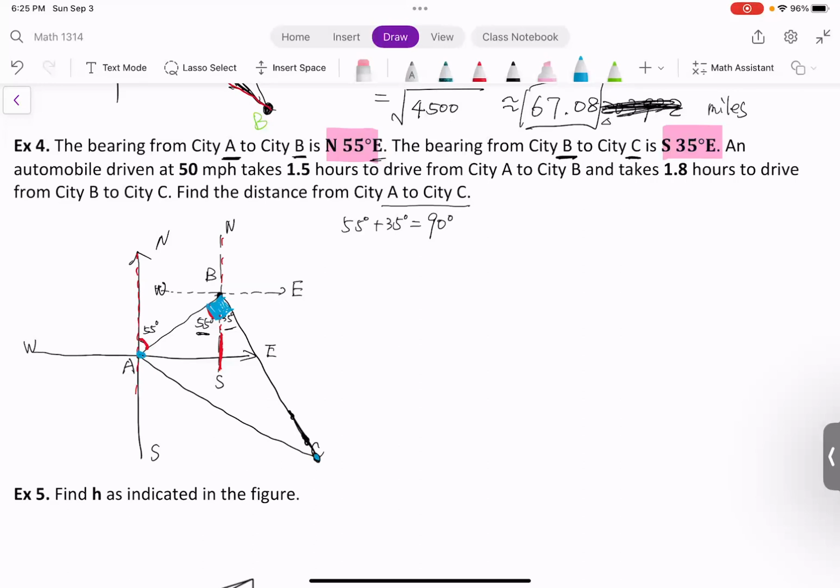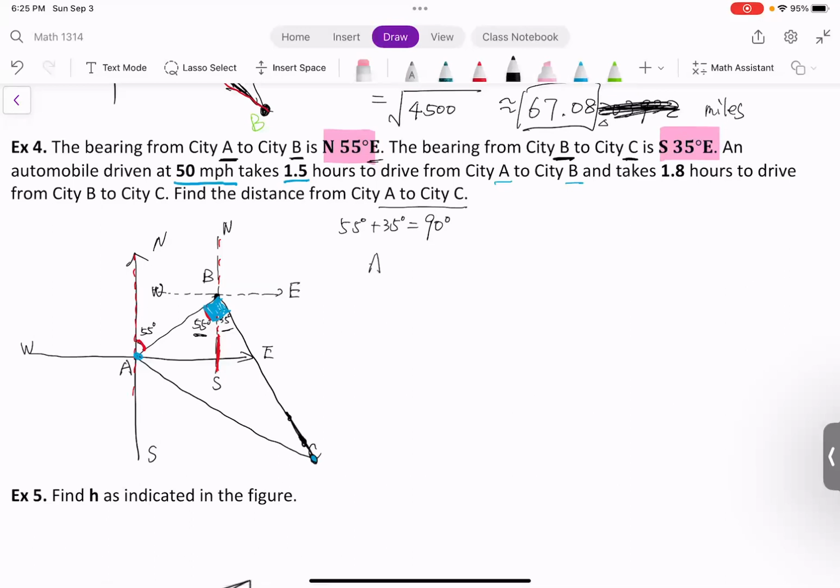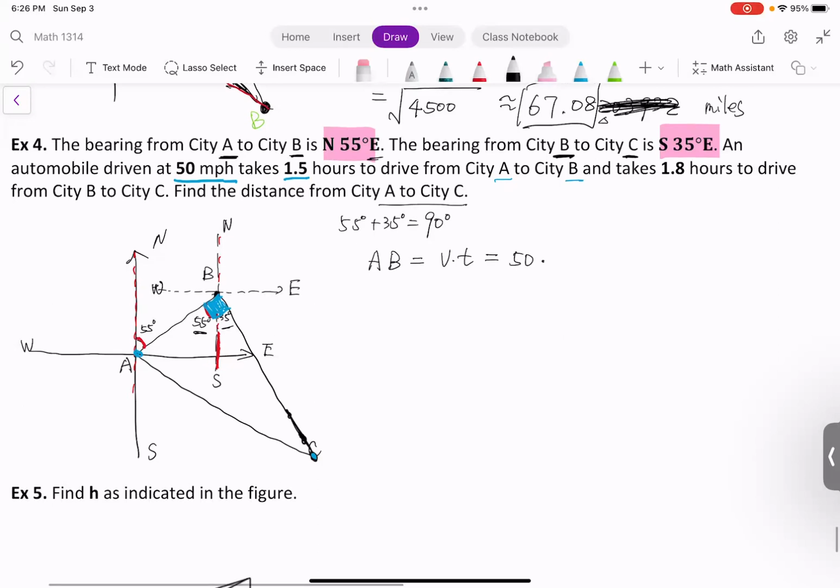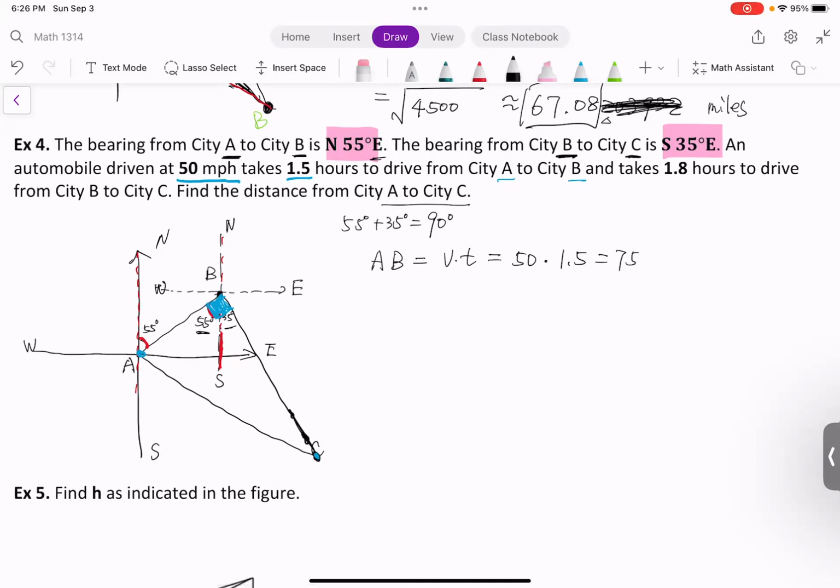So this automobile's speed is 50 miles per hour. It takes 1.5 hours to drive from A to B. So for the distance from A to B, we know the speed and the time. Can you find the distance? Yes, we can. We use 50 multiplied by the time, 1.5 hours. What is that? That's 75 miles.